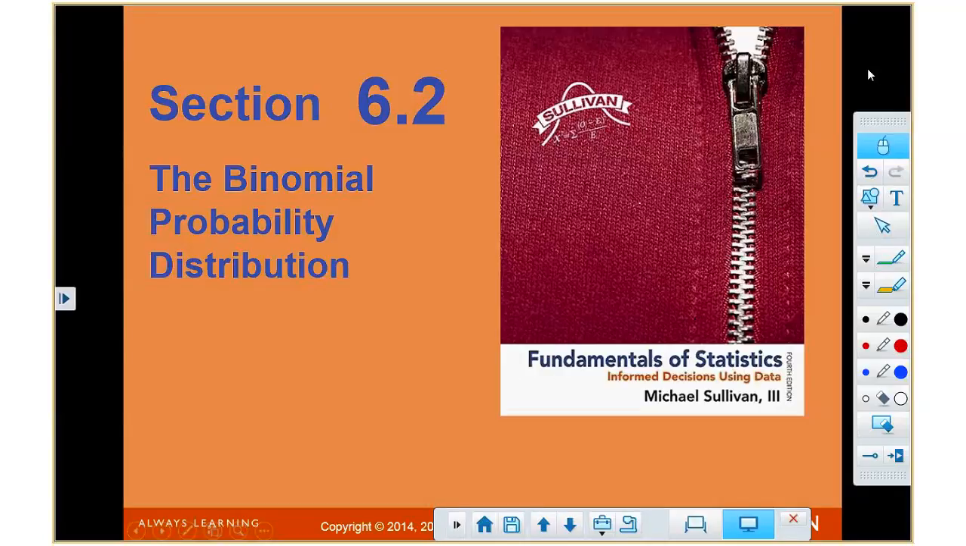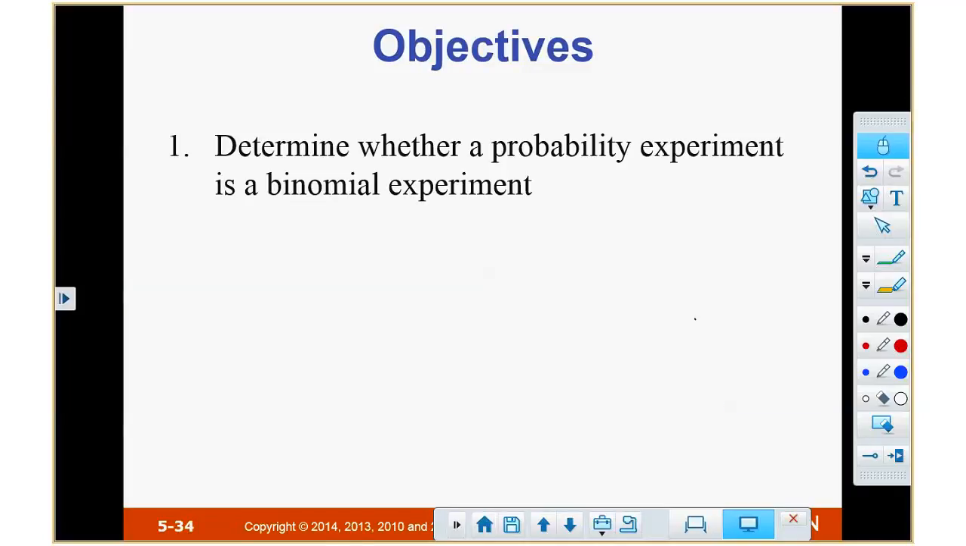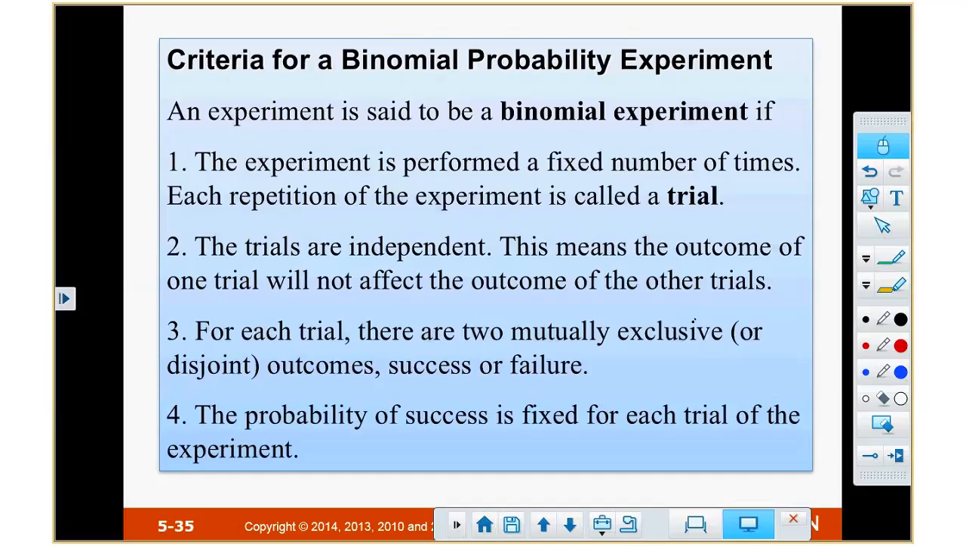The binomial probability distribution. Just look over this. The experiment is performed a fixed number of trials. Each repetition of the experiment is called a trial. Flipping a coin 50 times. Write that down. Flipping a coin 50 times for number 1. The trials are independent. This means the outcome of one trial will not affect the outcome of another trial.